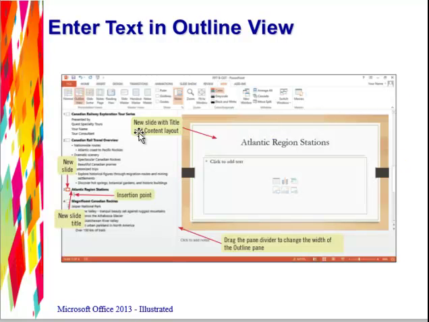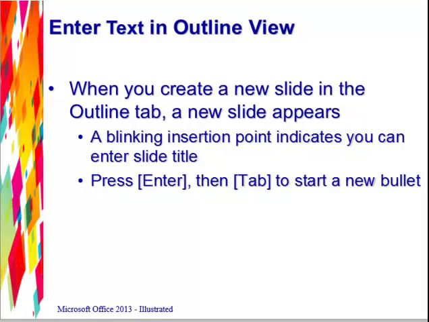So if you're going to enter text, you've got your slide over here, which will show up in the right hand frame, and in the left hand frame, if you're in the outline view, you'll see your listing of each slide. When you're entering text in outline view, you're going to get that insertion point, that blinking cursor that you normally get that shows you where you can type. When you press enter, that starts a new slide. And when you press tab after you push enter, that'll actually start a new bullet. Each new slide will have bullet points listed underneath it.